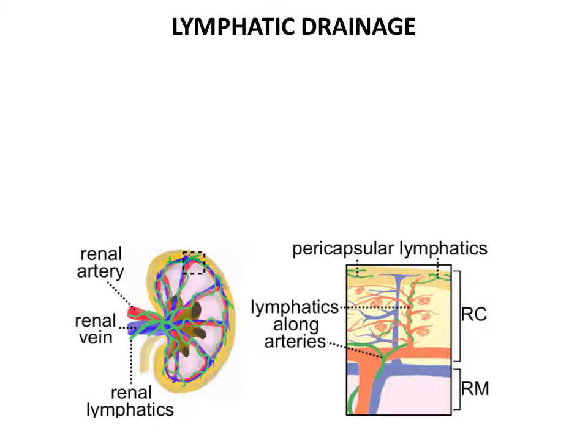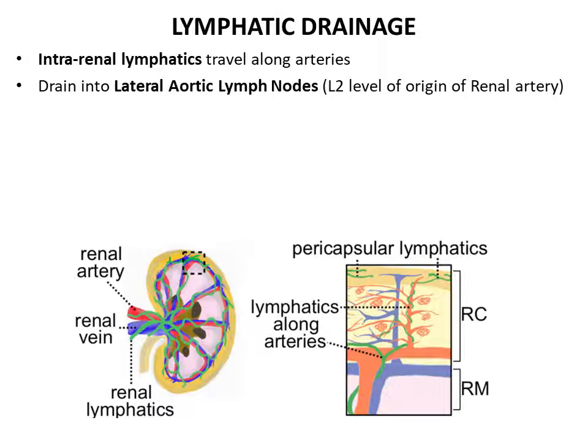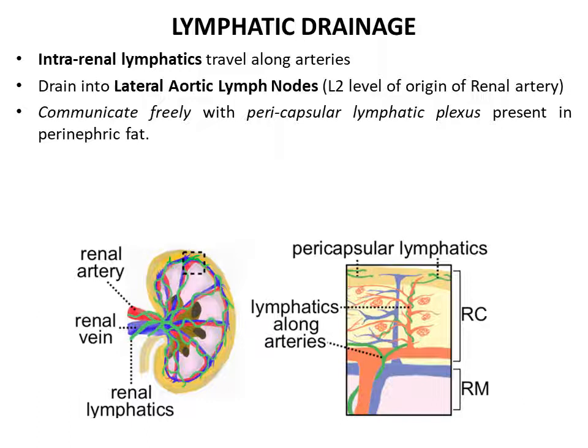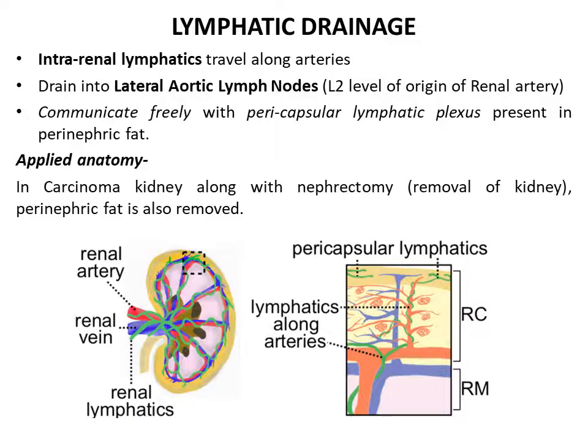The lymphatic drainage of the kidneys. The intrarenal lymphatics travel along the arteries and finally drain into the lateral aortic lymph nodes which lie at the level of origin of the renal artery, that is the second lumbar vertebral level. These intrarenal lymphatics communicate freely with the pericapsular lymphatic plexus which is present in the perinephric fat. Hence, in cases of carcinoma of the kidney, when the kidney is removed, that is nephrectomy is done, the perinephric fat is also removed along with the kidney.